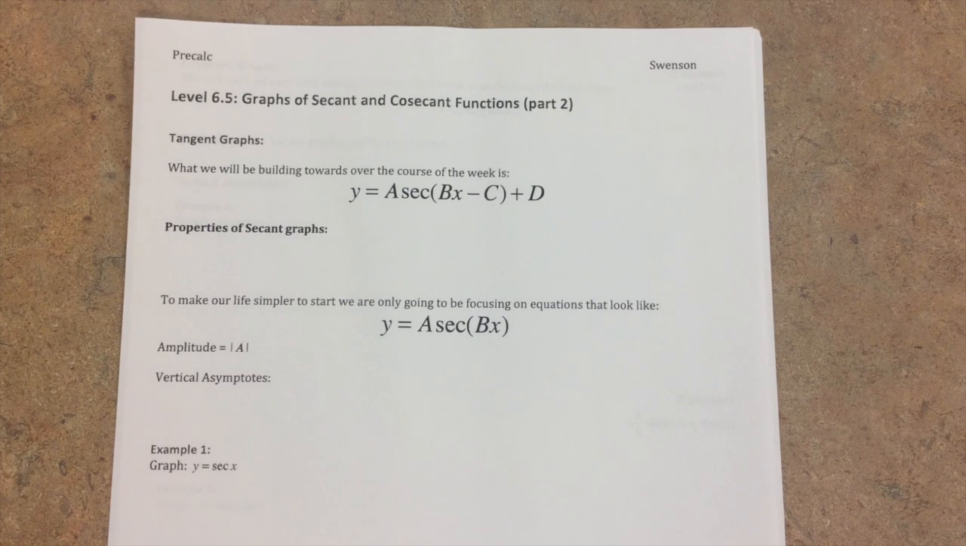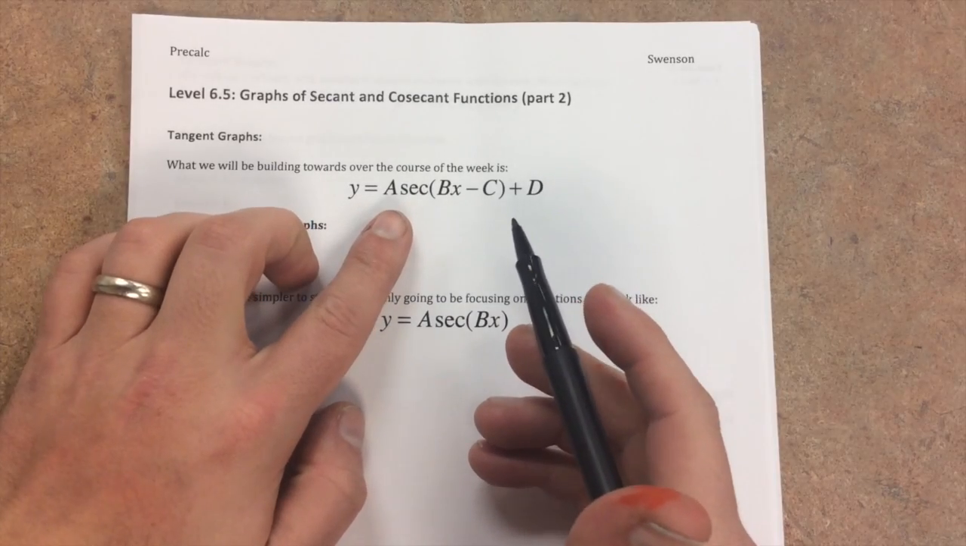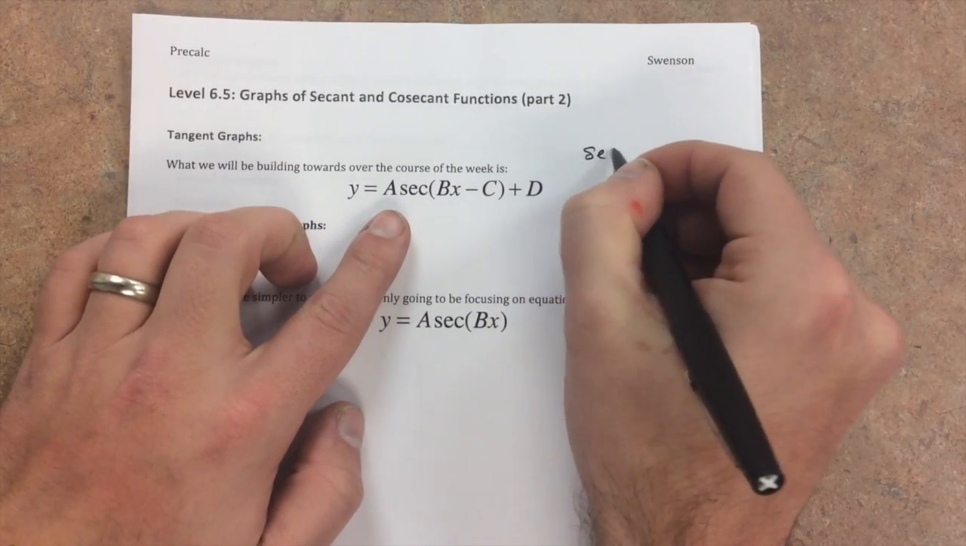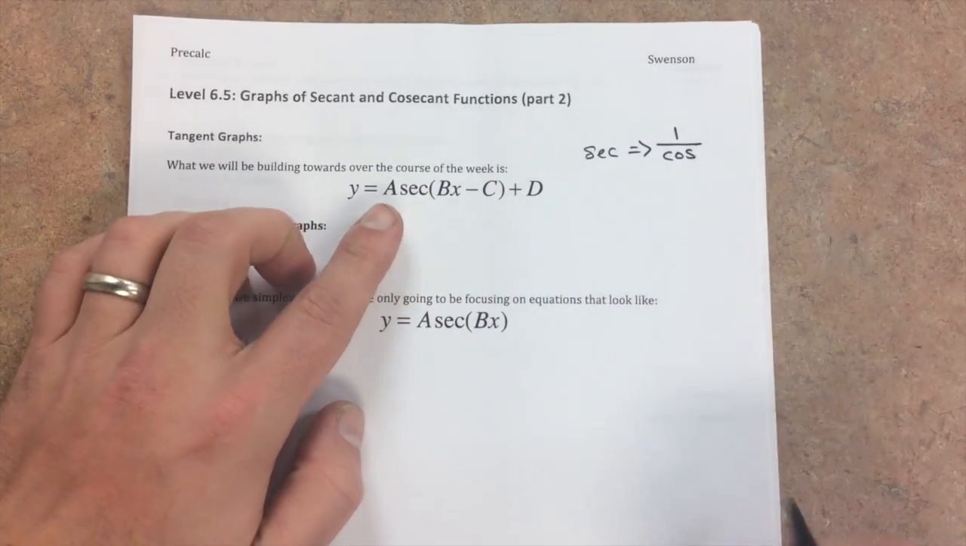What makes secant and cosecant so familiar to us is if we know what the sine and cosine graphs look like, we kind of just have to sketch our secant and cosecant graphs on top of them. So we go back to first, what is the secant graph? So secant is the reciprocal of cosine.